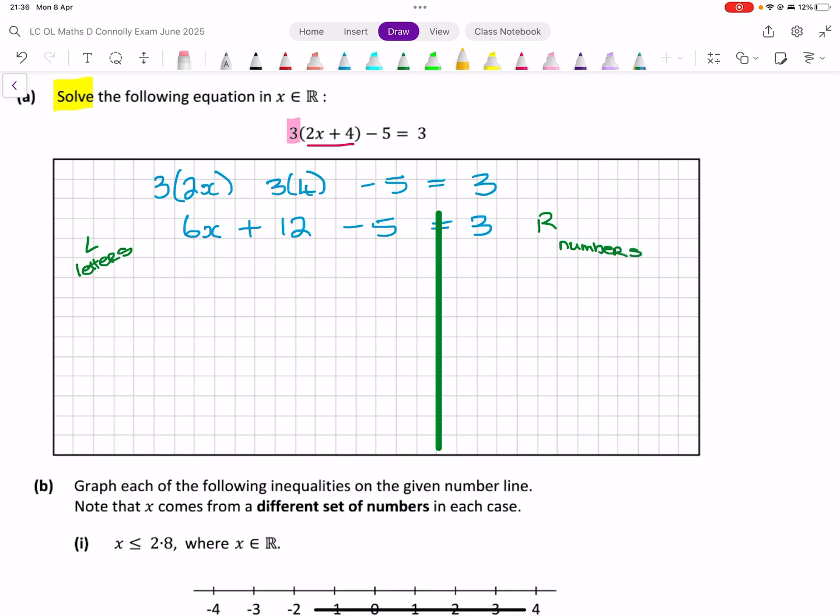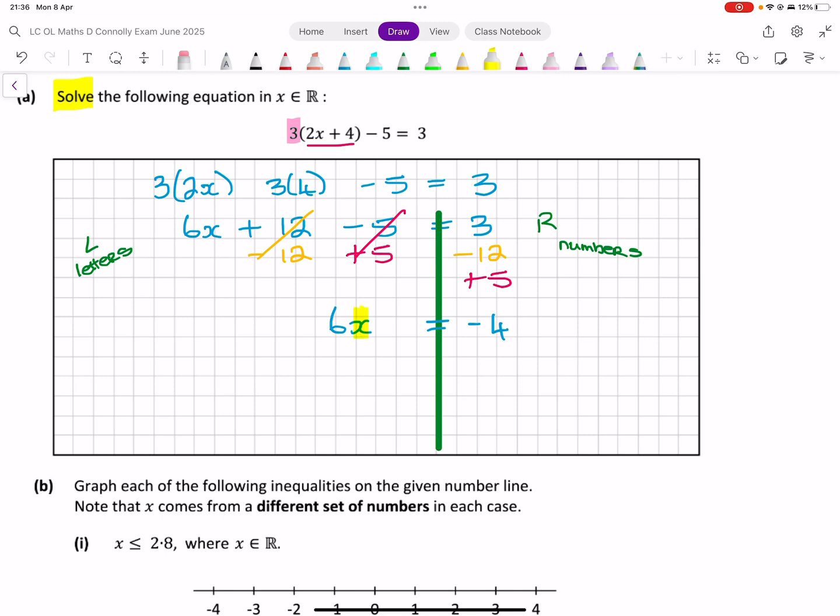So the 6x is grand. The 12 needs to go, so we do that with a minus 12 to cancel and a minus 12 to balance. And the 5 needs to go, so it's a minus 5, so we cancel it with a plus 5 and balance it with a plus 5. So the left hand side, the only thing remaining is the 6x, and on the right hand side I have 3 minus 12 plus 5, which is minus 4.